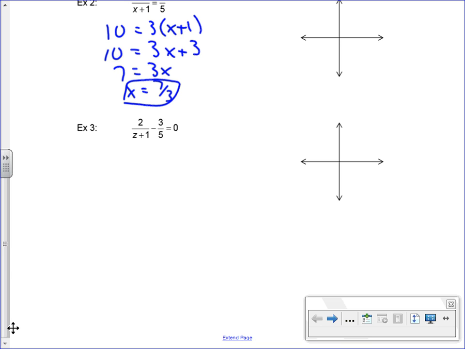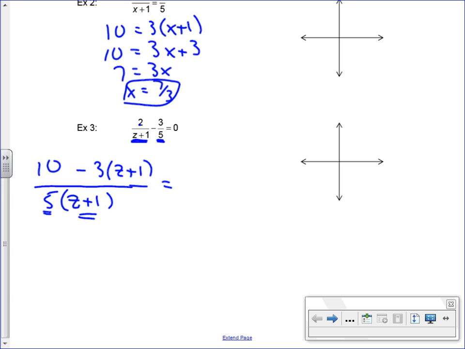You're going to get a common denominator for z plus 1 and 5, and that is 5 times z plus 1. Then you're going to get your numerators: z plus 1 times 5, so 2 times 5 is 10. And then 5 times z plus 1, so 3 times z plus 1. And we're getting a common denominator. Simplify your numerator.